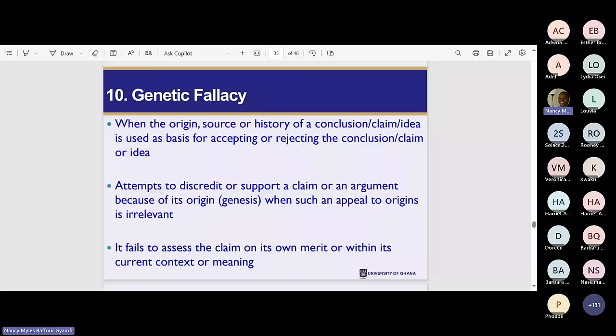You are doing admissions or taking people into your outfits, employing them, and then you look at the ethnicity of the person. So just accepting or rejecting on the basis of the origin, the genesis, is what we are calling out here. It is not advisable. Hensley, do you want to read one or two examples of that for me, please?